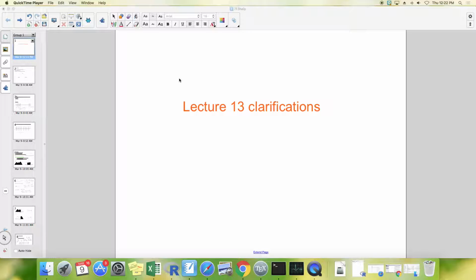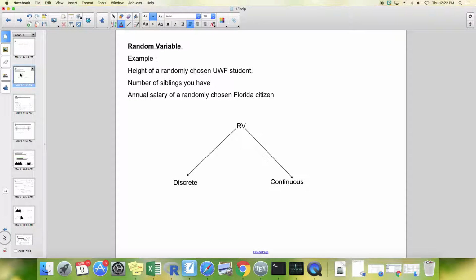So here it goes. Since I do not have such time constraints for a video, I'll go into details and I'll start with the theory. So we have learned about random variables. So there is some experiment, and for that experiment you observe or you measure or you count something, and that becomes the random variable. For example, the height of a randomly chosen UW student, or the number of siblings you have, or the annual salary of a randomly chosen Florida citizen.